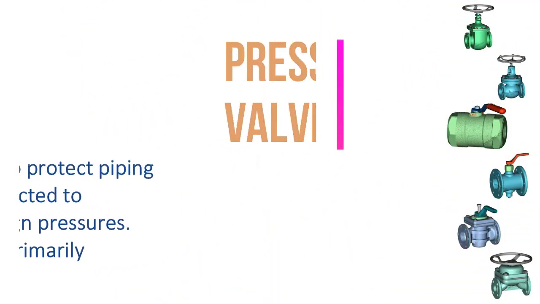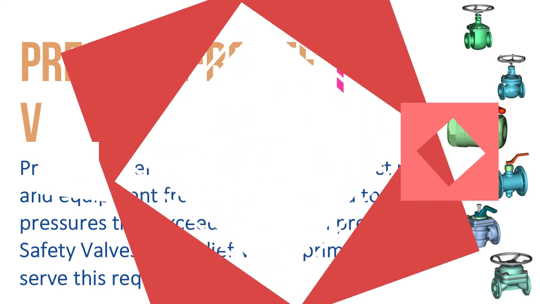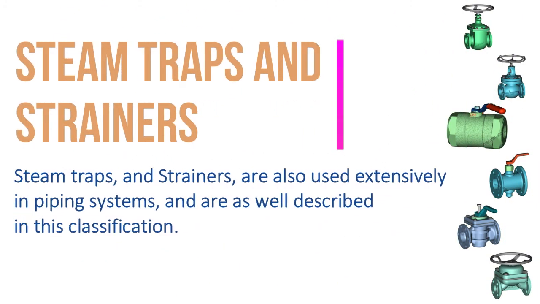Pressure relief valves. Pressure relief valves are used to protect piping and equipment from being subjected to pressures that exceed their design pressures. Safety valves and relief valves primarily serve this requirement. Steam traps and strainers. Steam traps and strainers are also used extensively in piping systems and are as well described in this classification.